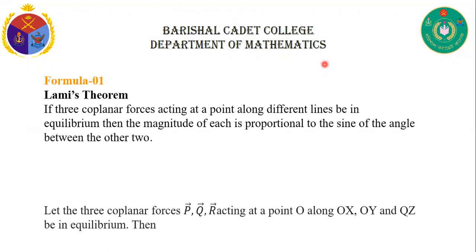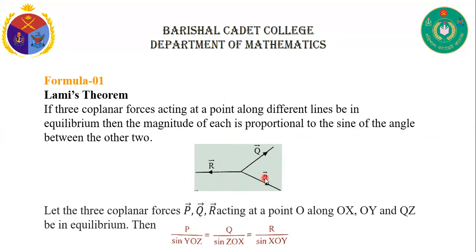Formula: Lami's theorem. If three coplanar forces acting at a point along different lines are in equilibrium, then the magnitude of each is proportional to the sine of the angle between the other two forces. Let three coplanar forces P, Q, and R acting at a point O along OX, OY, and OZ be in equilibrium. Then P divided by the sine of the angle between Q and R, that is Y or Z, and Q divided by the sine of the angle between R and P, that is Z or X, equals R divided by the sine of the angle between X or Y.